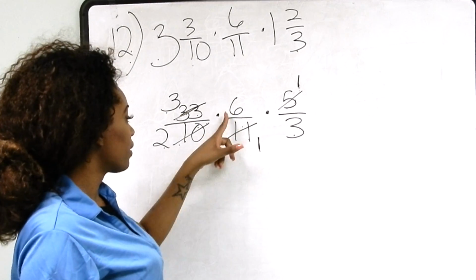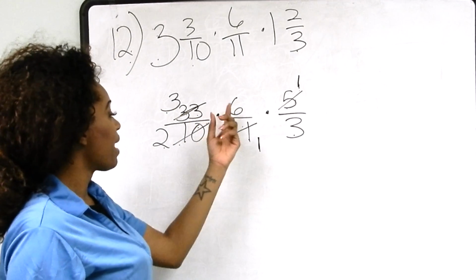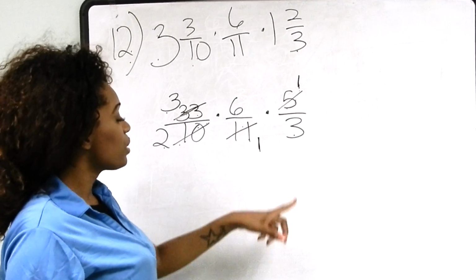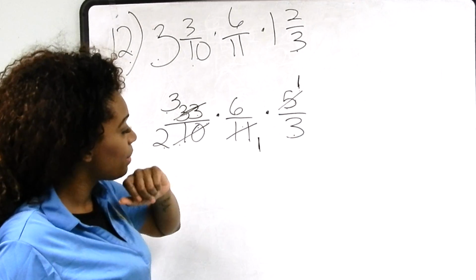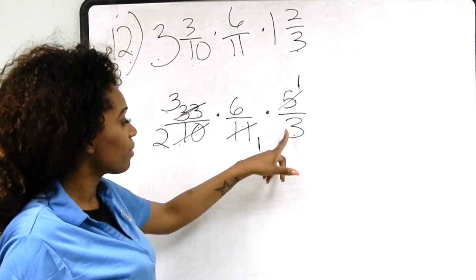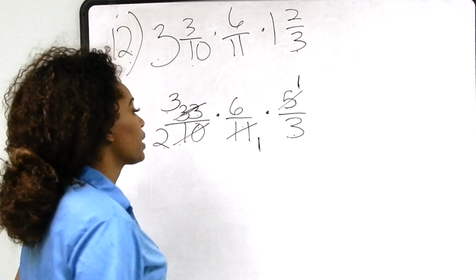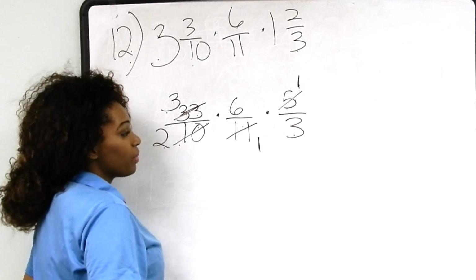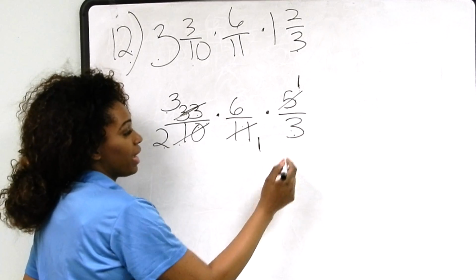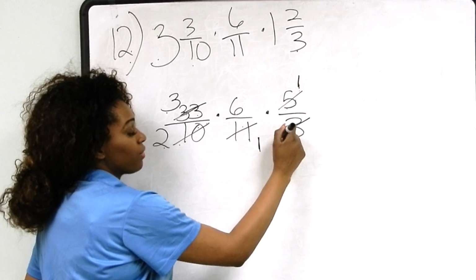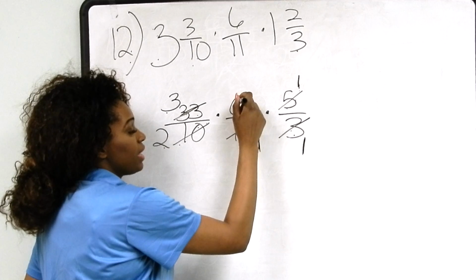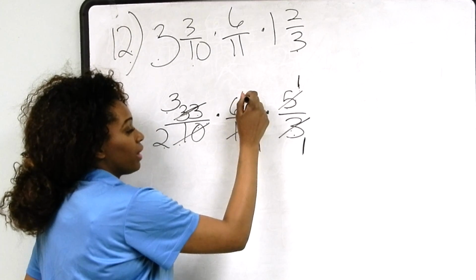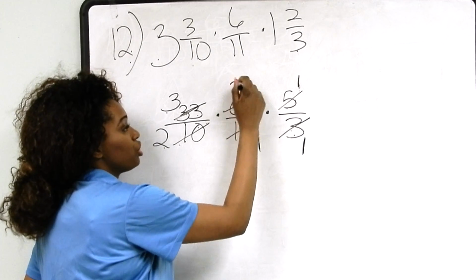Let's look at the numerator of the second fraction. I see we have a 6. And we also have a 3 in the denominator of our final fraction. And I see we can reduce here as well. We can reduce both of these by 3. So 3 divided by 3 becomes 1. And 6 divided by 3, or reduced by 3, becomes 2.